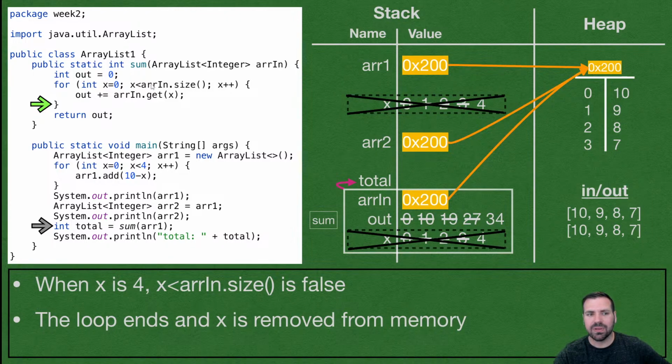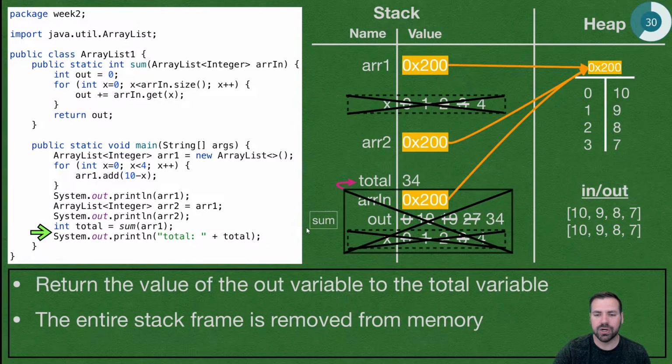until x is 4. The condition is false. The stack frame is removed from memory. Make sure you cross it out. X no longer exists in memory. It's deleted. Out kept getting those values added, and we get 34 returned.